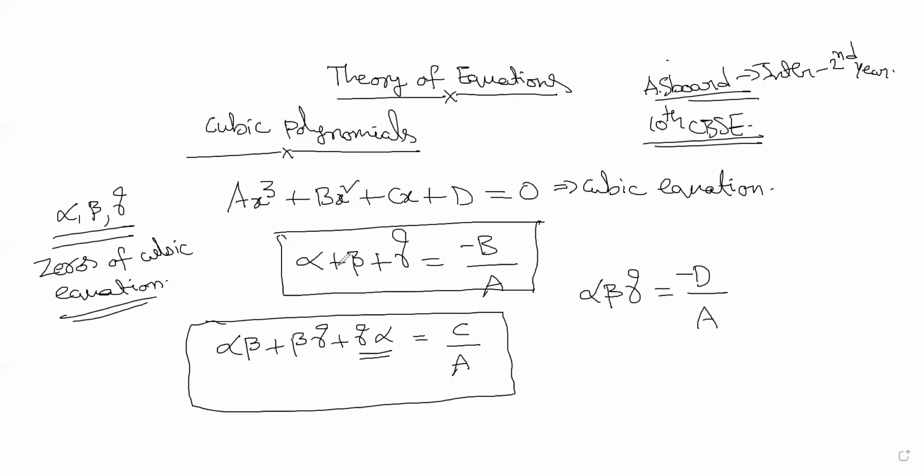So this is what you have. For cubic polynomials, alpha plus beta plus gamma is minus b by a, and alpha beta plus beta gamma plus gamma alpha is c by a, and alpha beta gamma has to be minus d by a. This is part 1. Here we will prove these conditions in this video, and then we'll close the video. We'll make it really short so that all of you can understand.